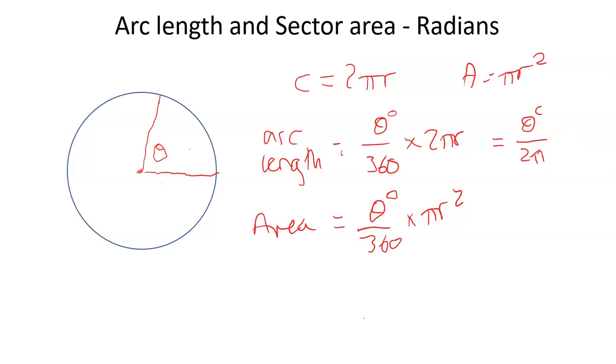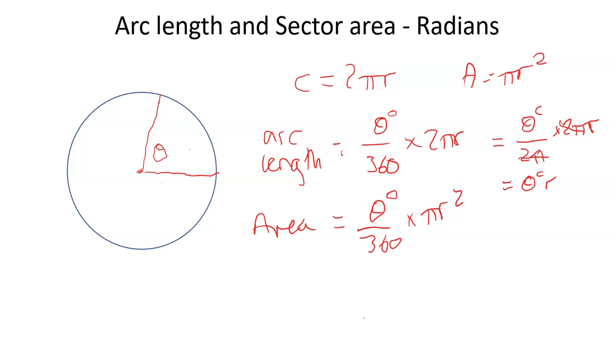Okay, let's write that out a bit better. I missed off the 2 times 2 pi r. But of course we can cancel this. There's a 2 pi here and a 2 pi here, which means this is really easy. The arc length in radians is just the angle in radians times the radius. That's it. Really straightforward, really easy.